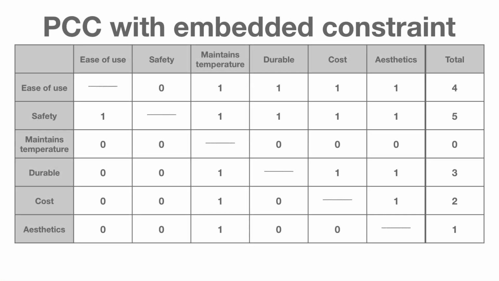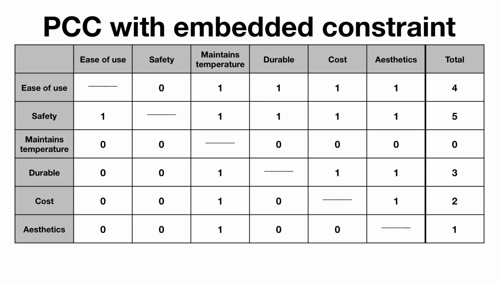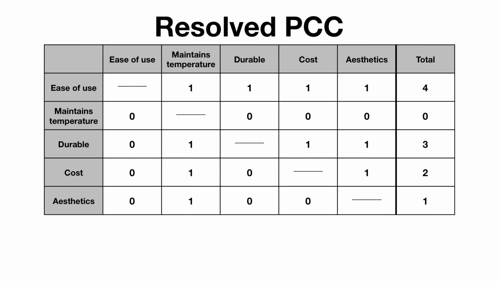If you look at this PCC, you can see that we have included safe as an objective along with our other 5 design objectives. Viewing the totals column, safe has won out against all other design objectives. This is the first indication that you have an embedded constraint. This problem can be solved by removing safe from the PCC and placing it in the constraints category.